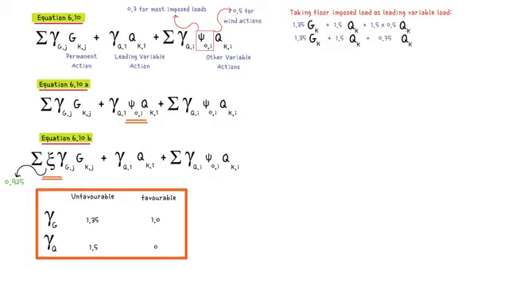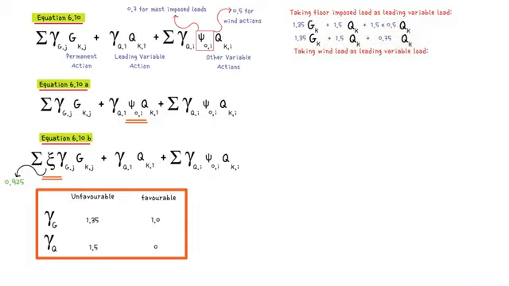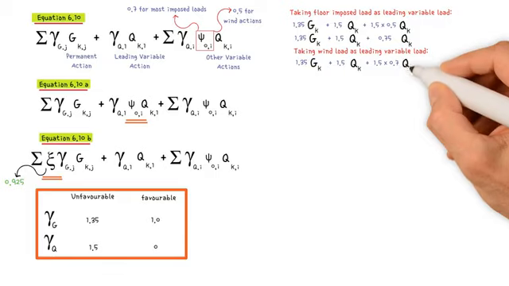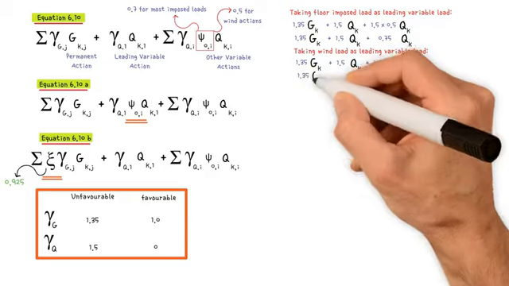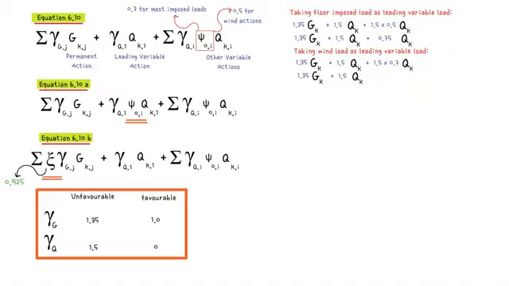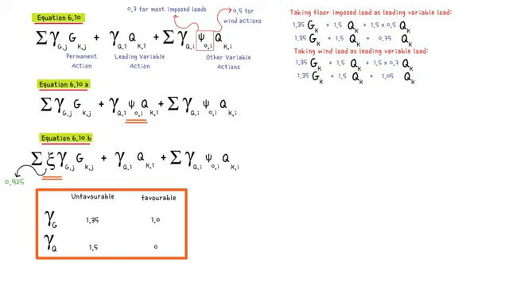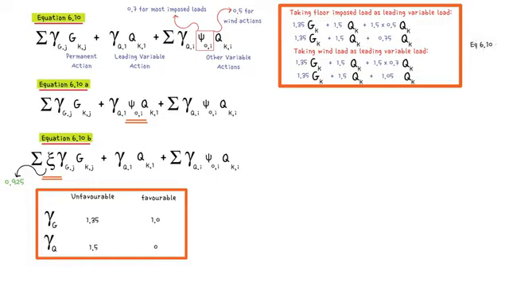On the other hand, if you take the wind as the leading variable load, then we would multiply the other variable load by the psi factor for the floor imposed load, which is 0.7. We get 1.35 times the permanent action, plus 1.5 times the leading variable load, which is the wind load, plus 1.05 times the other variable load, which is the floor imposed load. So that's how we use equation 6.10.